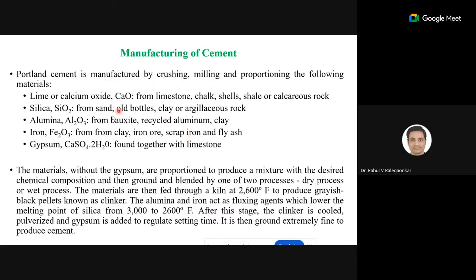So there are a lot of ways of doing it. One of the ways, you have calcium oxide, then silica oxide, alumina oxide, metal oxide, and CaSO4·H2O, which are normally found in the case of limestone. So the materials without gypsum are mixed in proportion to produce a mix with the desired chemical composition.